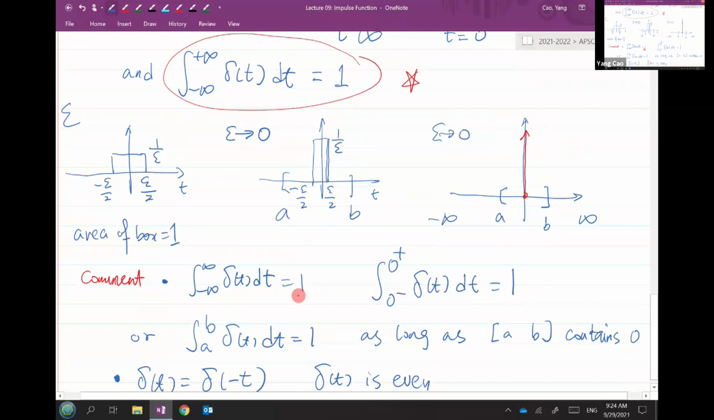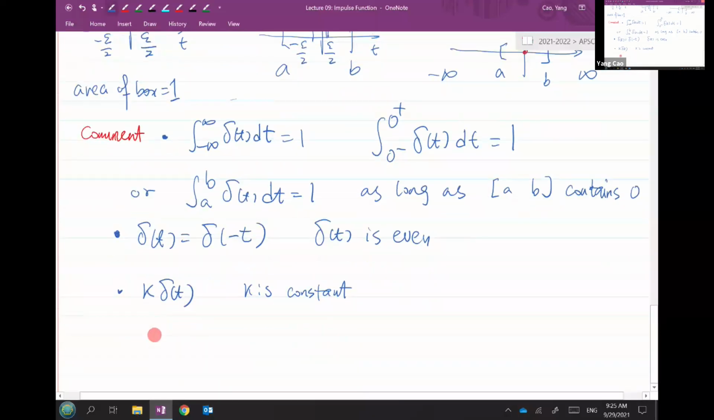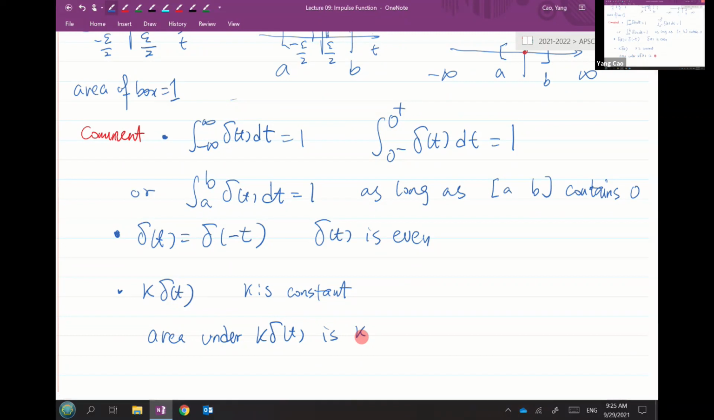Another thing is, because the area is equal to 1, we sometimes call this a unit. So let's say, for example, I have a function k times delta t, where k is a constant. Now let me ask a question: what is the area underneath k times delta t? If I call this a unit area, then k times delta t becomes a k multiple of the unit. So the area under k delta t is k.